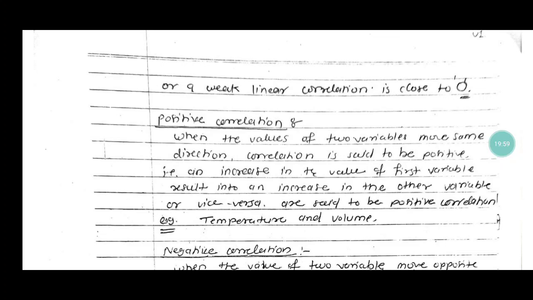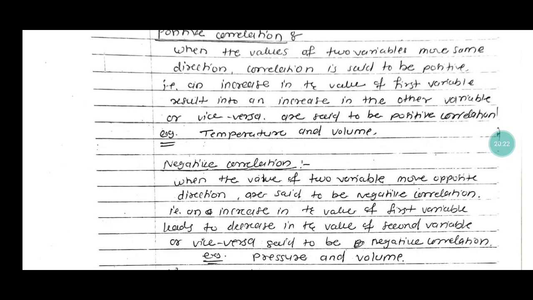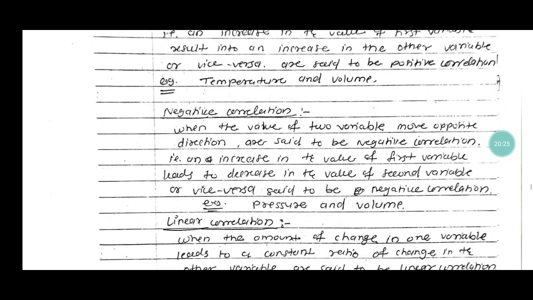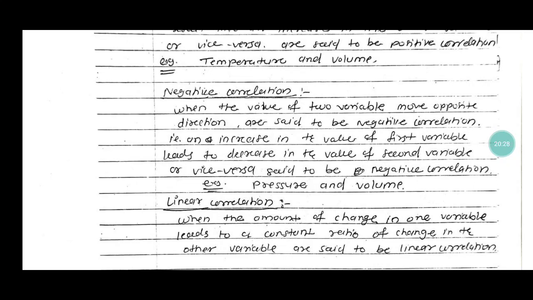or a weak linear correlation, which is close to 0. Positive correlation is when the values of two variables move in the same direction; that is, an increase in the value of the first variable results in an increase in the other variable, or vice versa. Example: temperature and volume. Negative correlation is when an increase in the first variable leads to a decrease in the second variable, or vice versa.